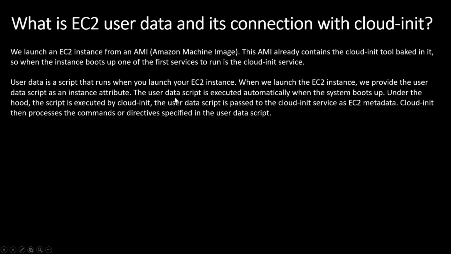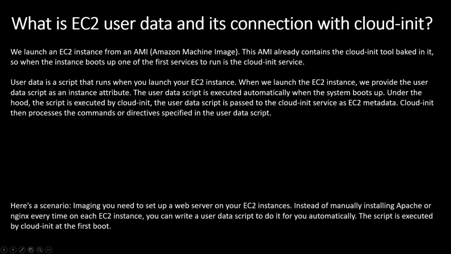So when the system boots up, the user data script automatically runs, and under the hood the script is executed by Cloud-init. The user data script is passed to the Cloud-init service as EC2 metadata. Cloud-init then processes the commands or directives specified in the user data script. So now we can understand what is the relation between Cloud-init and user data. Cloud-init is the utility or the service which actually executes the user data script when the system first boots up.